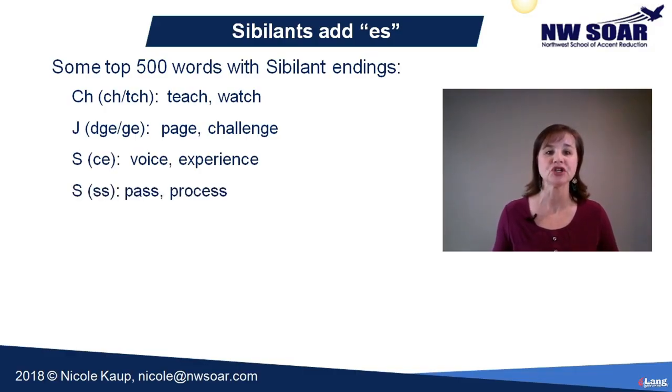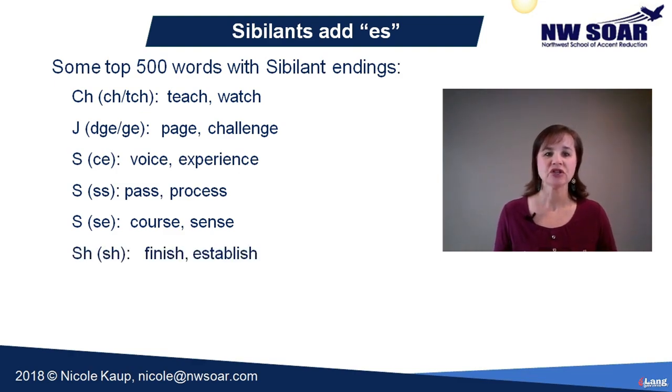S can also be spelled as a double S at the end of words. Pass, passes, process, processes. S may also be spelled as SE, as in course, courses, sense, senses. Then we have SH. SH is usually spelled with an SH. There are a few exceptions to that rule, but usually when it comes at the end of the word, it's pretty faithfully SH spelling. So finish would be finishes, establish, establishes.